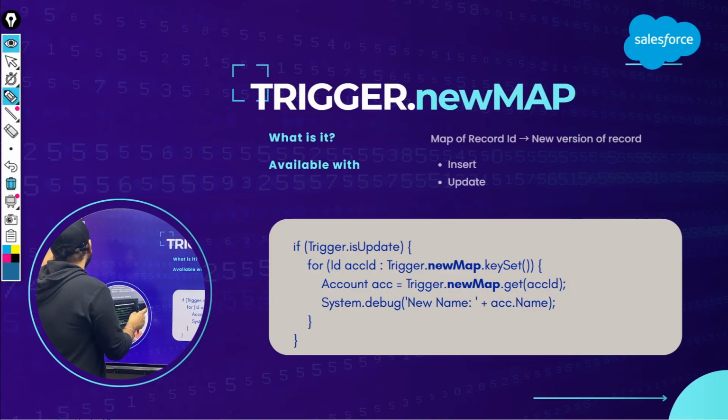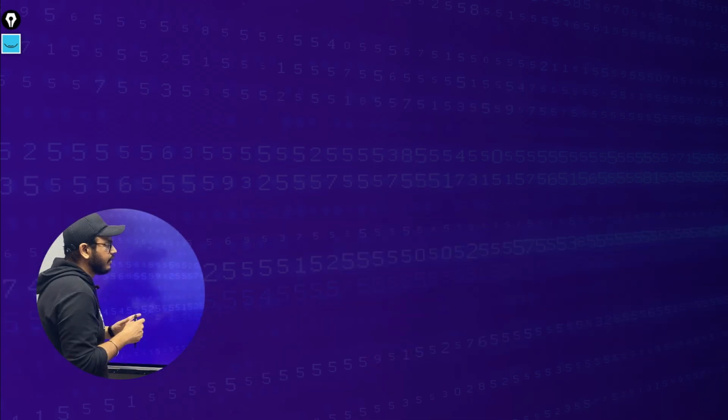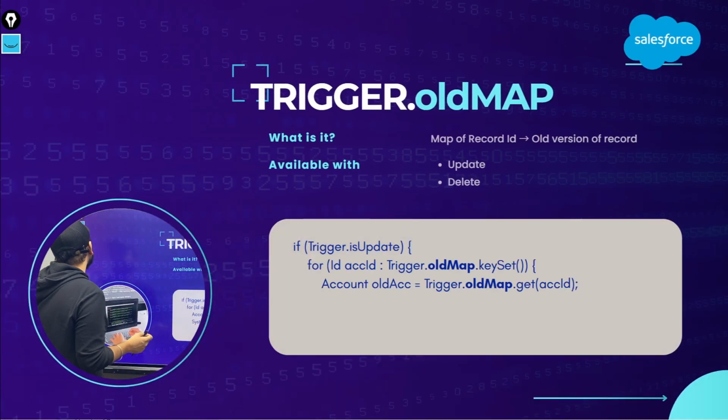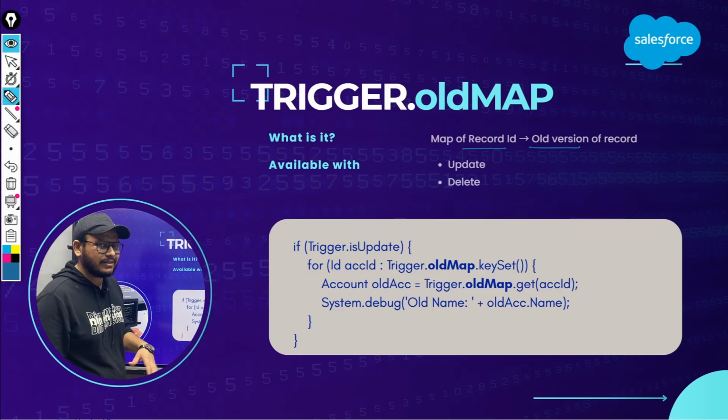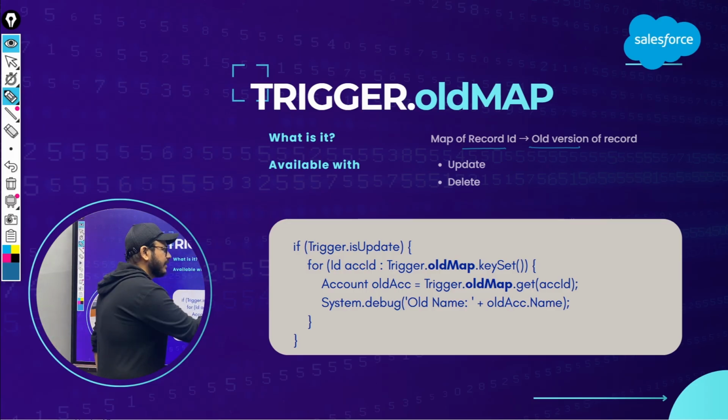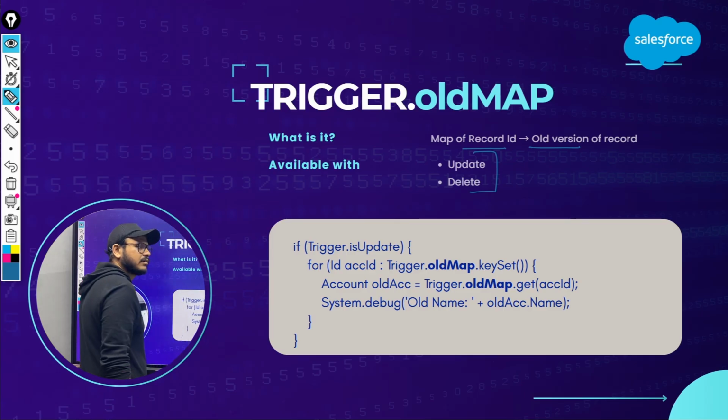Similar to Trigger.newMap, we have another one called Trigger.oldMap. The only difference between Trigger.newMap and Trigger.oldMap is that Trigger.oldMap is a map of record ID to the old version of records, and not the new version of records. Which would mean that it is available with update and delete operations, right?